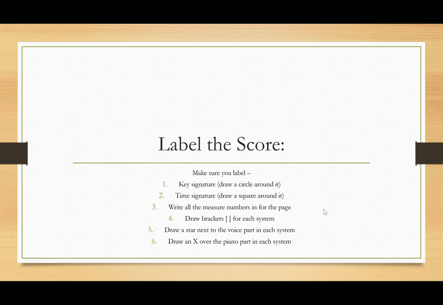All right, so I will have this as a PDF or a file in the Microsoft Teams so that you can label these. So you're going to need to circle the key signature, the time signature, write in all the measure numbers for the page like I showed you before. I'm going to ask you to draw brackets for each system, draw a star next to the voice part, and then we're going to cross out the piano part. So you don't even need to look at the piano part. So you will go to the PDF or document for the music, and you will go ahead and label these.